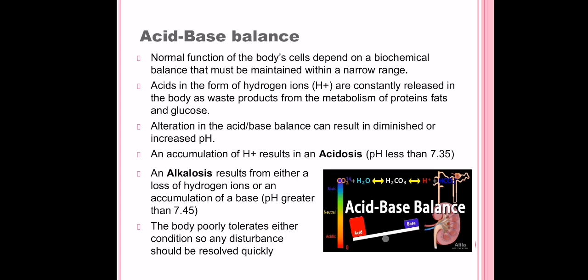Alkalosis occurs when there is a loss of hydrogen ions or when there is an accumulation of base, and we'll talk a bit more about what base is in a minute. Alkalosis is described when a pH is greater than 7.45.